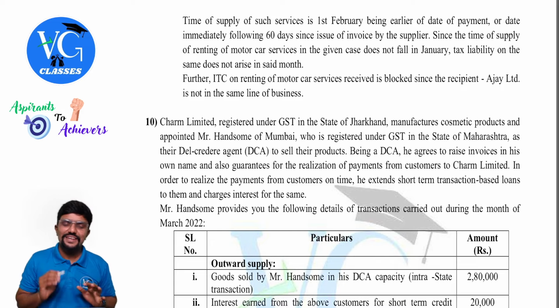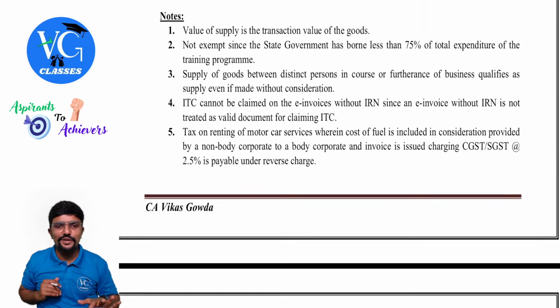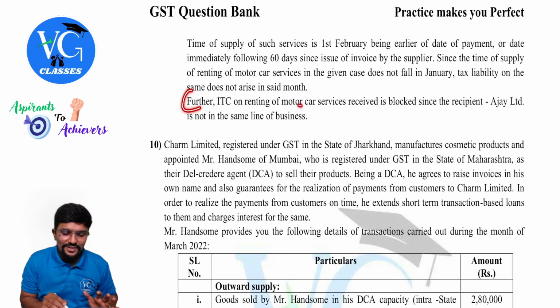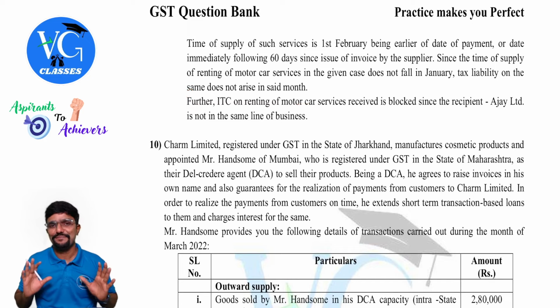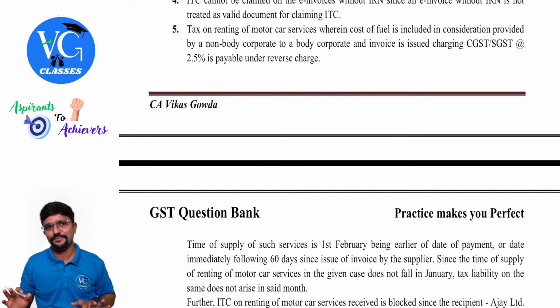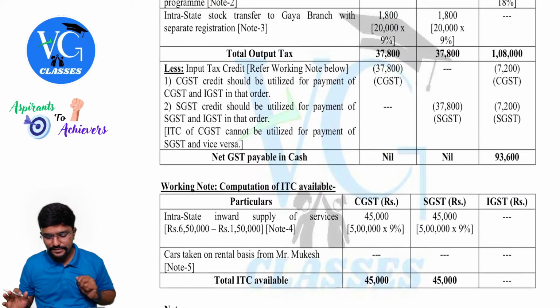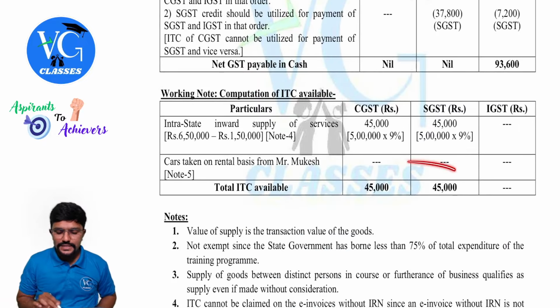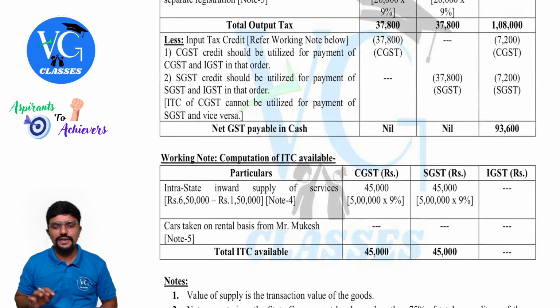No, guys. Sir, in the exam, instead of giving so much story, can I mention this much only? Only if you are running short of time, guys. If not, try to explain as much as possible. So CGST, SGST 45,000 each, guys. IGST no credit.